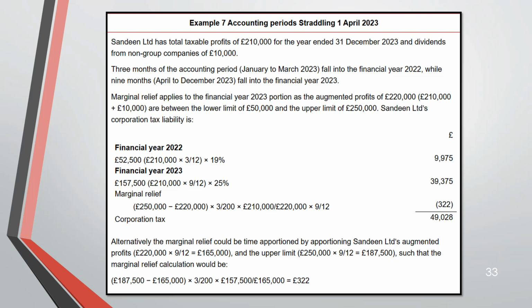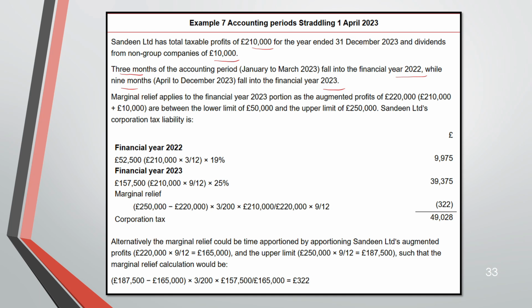So example 7. Let us understand this with example 7. So here, Sandin is having a TTP of 210. Dividend from non-group is 10. Accounting period is 3 months. So 3 months falls in the financial year 2022. The remaining 9 months 2023. So you're only going to get the marginal relief for the 9 months.